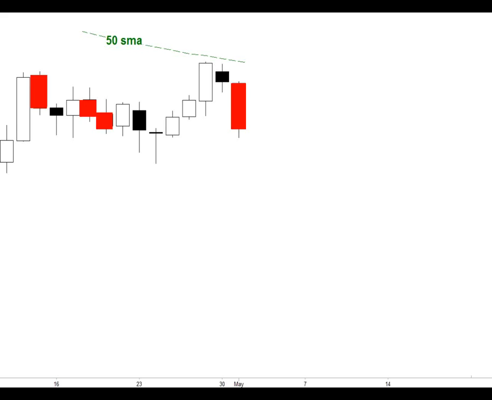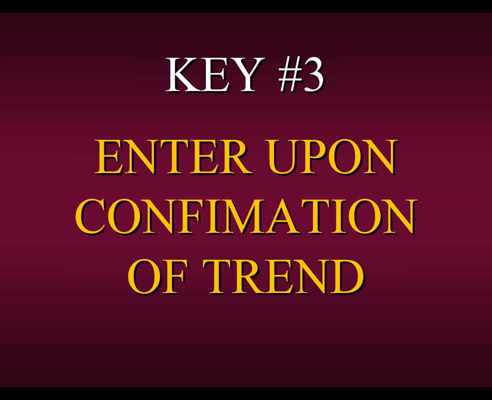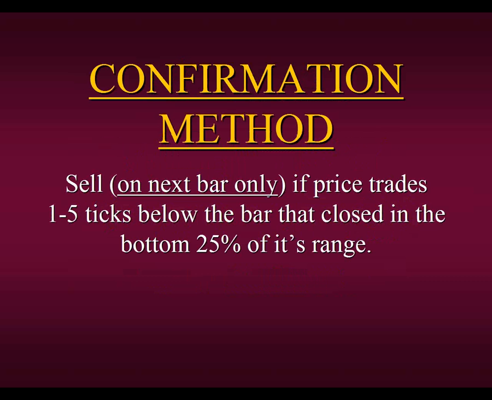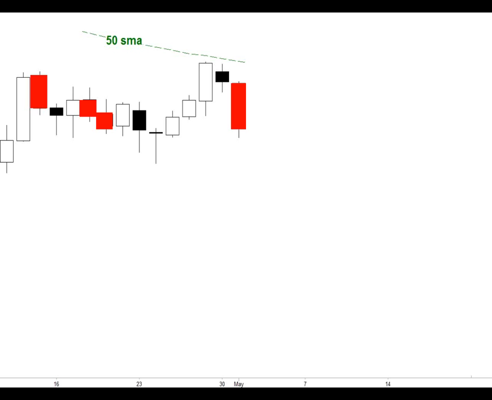So if we look at the bars here, we see that these 4 colored in red close in their bottom 25% of the range. So these are the setup bars. And then lastly, we're going to enter upon confirmation of trend. And what does that mean again? Well, we're going to sell, and remember, on the next bar only, if price trades 1 to 5 ticks below the bar that closed in the bottom 25% of its range. So here are the 4 bars here.